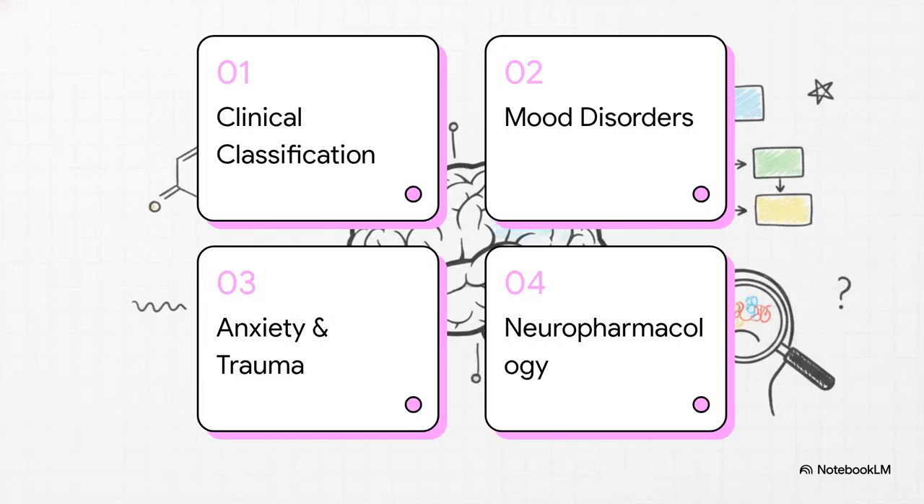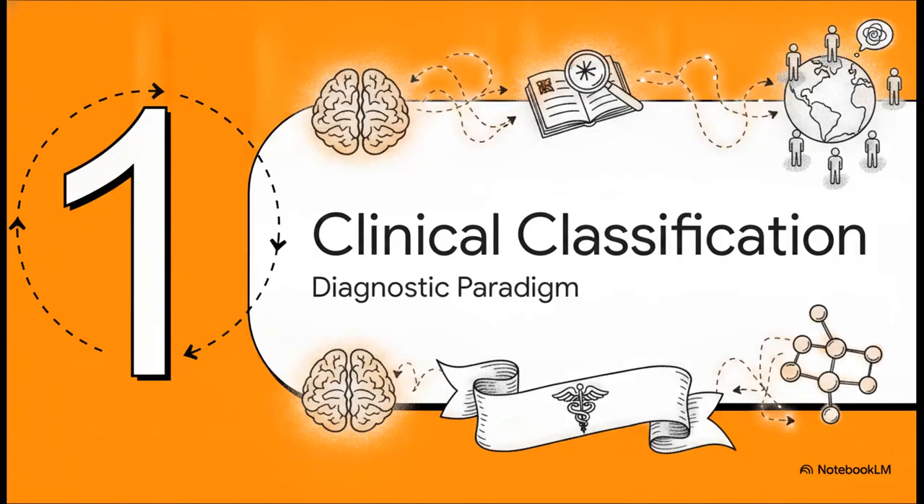Here's our roadmap for today. First up, clinical classification, then depressive and bipolar mood disorders, followed by anxiety and trauma-related frameworks, and we'll wrap up with advanced neuropsychopharmacology. All right, part 1, clinical classification and the diagnostic paradigm. Let's get right into it.